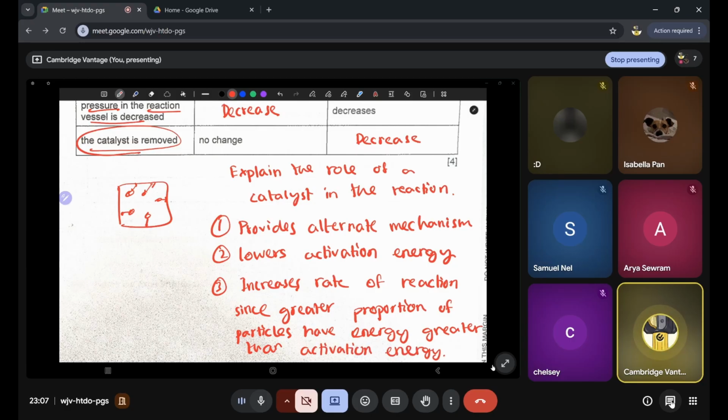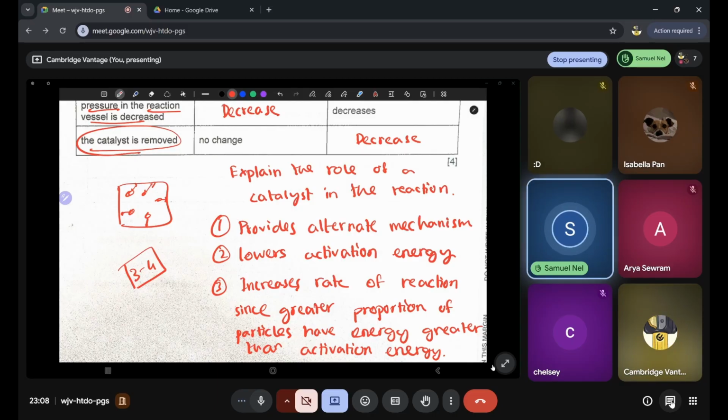This is what you'd write if they ever gave you a 3 to 4 mark question regarding catalysts. If it's, let's say, 1 or 2 marks, then generally just saying increases rate of reaction by lowering activation energy is good enough. But if it's a more comprehensive question, then this is what you'd write. Yes, Samuel, did you have a question?